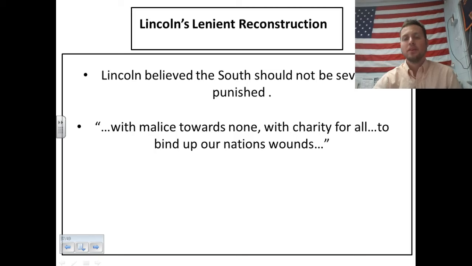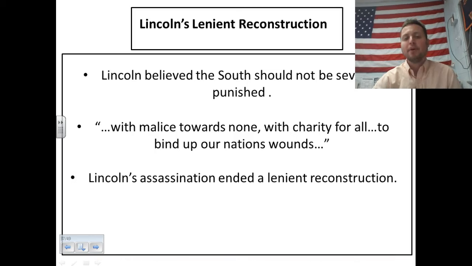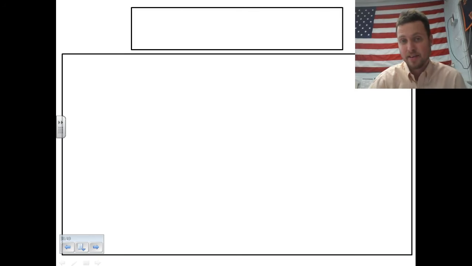Okay? All right, perfect. And then put Lincoln's assassination ended a lenient Reconstruction. A lenient Reconstruction simply is not going to happen with Lincoln's assassination. It will change into something different. All right? So Lincoln would have been good to the South, but he got killed, so we don't have anybody being nice to the former Confederacy.